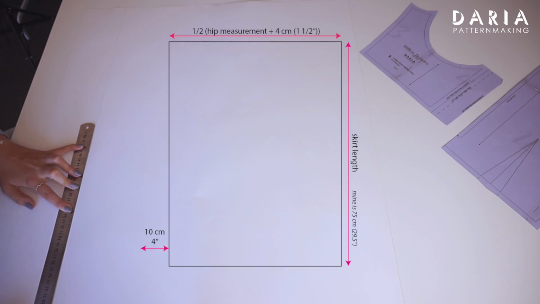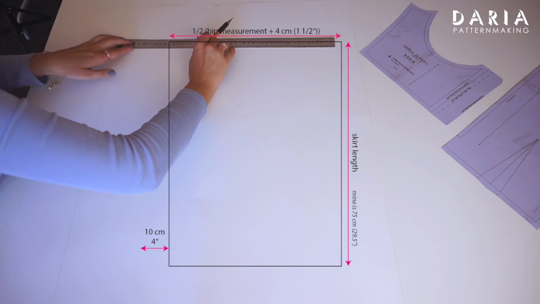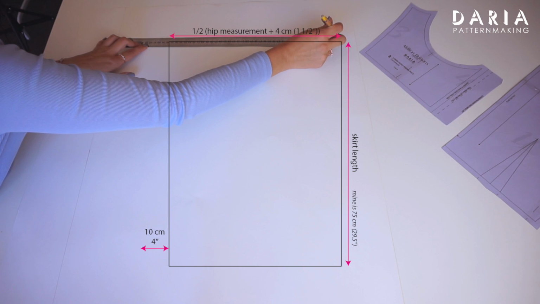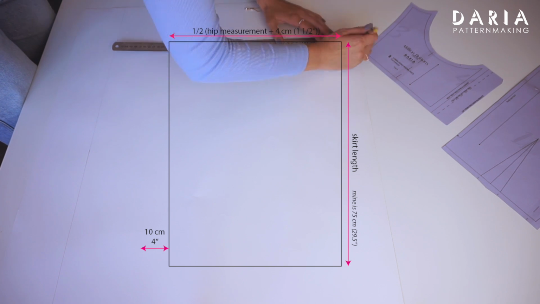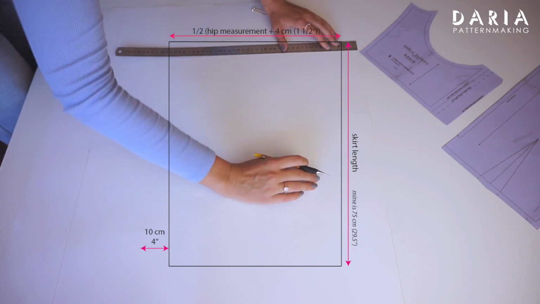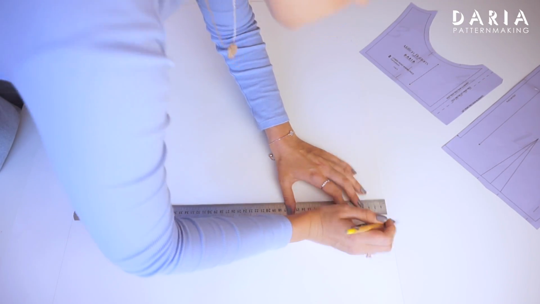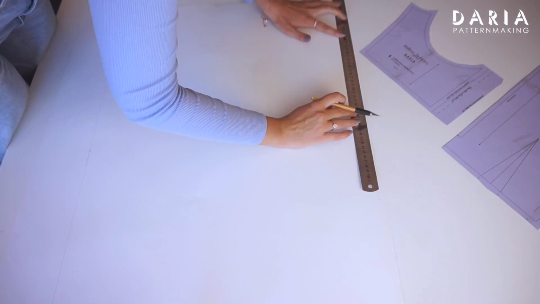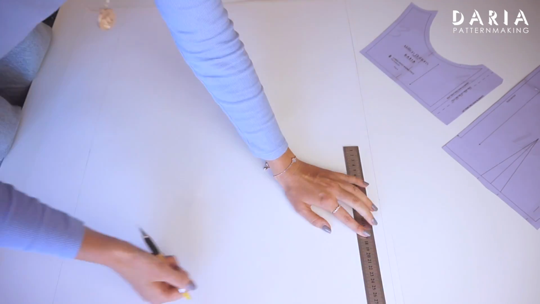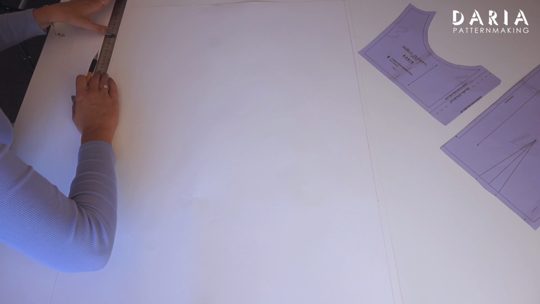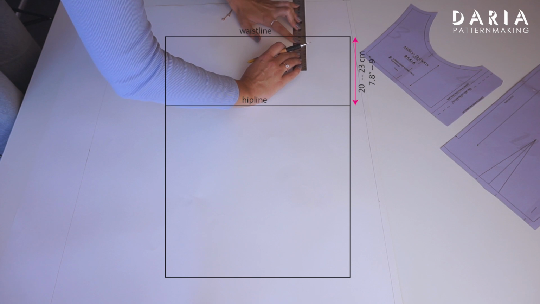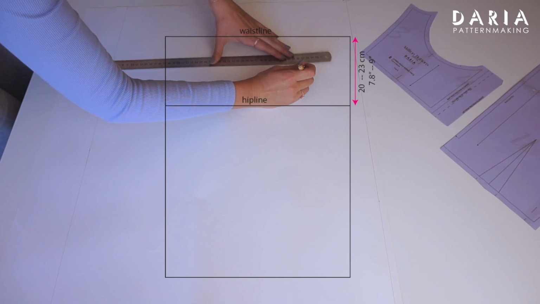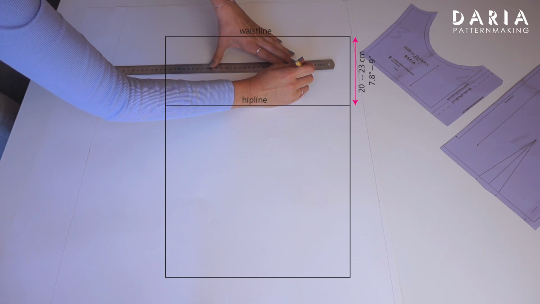So the first step is to draw a rectangle with the width equal to a half of hip measurement plus ease, and with a skirt length as the rectangle length. Make sure you step out 10 cm from the page edge. Don't draw this rectangle right from the page edge. Draw a hip line. Depending on the height and body type, high hips or low hips, it will be approximately 20 or 23 centimeters from the upper waistline.